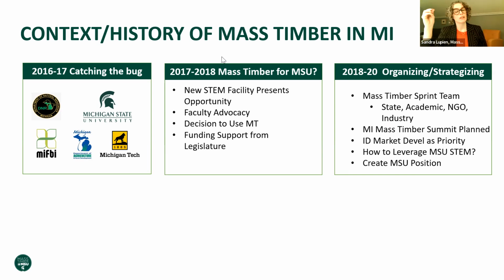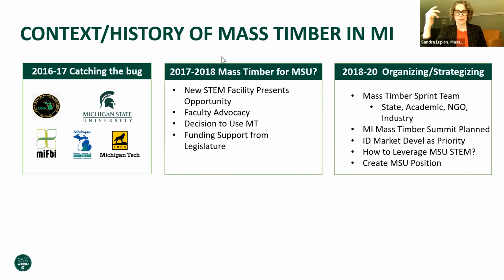The formation of that team led to the planning of a Michigan Mass Timber Summit that ended up taking place online in early 2021. It was going to be in person, but COVID prevented that from happening. That was an important moment. It also really led to the identification of a strong need to prioritize market development. If the state wanted a mass timber manufacturing facility, anyone who was going to consider manufacturing mass timber in Michigan was going to need to see demonstrated demand for these materials in Michigan, but also the surrounding region. So there was really a need to start developing those markets.